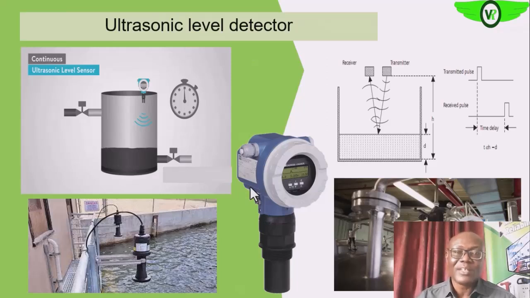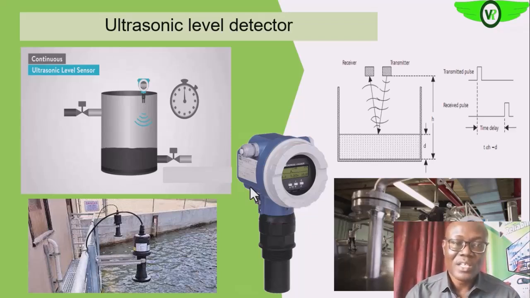So we also have other types of level sensor, which is the ultrasonic level detector. In the ultrasonic level detector, we have a transmitter and receiver in one detector. An ultrasound is emitted. When we say ultrasound, we mean sound that is beyond the human hearing range. So that is the kind of sound that is transmitted, and it travels with the speed of sound.